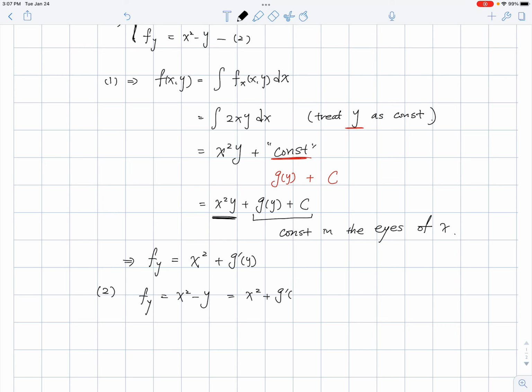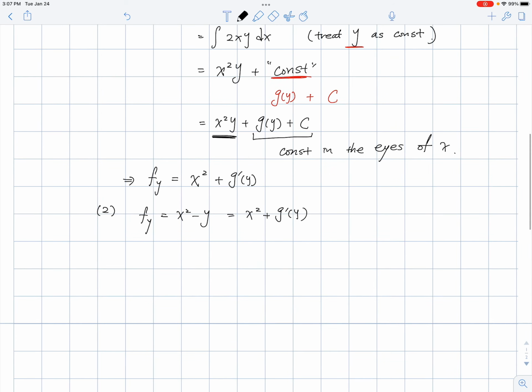an equation like this. Okay, so now you want to solve for the g. So here you have then g prime of y is equal to negative y. Therefore, g of y is equal to an antiderivative of negative y, so that is negative a half y squared.